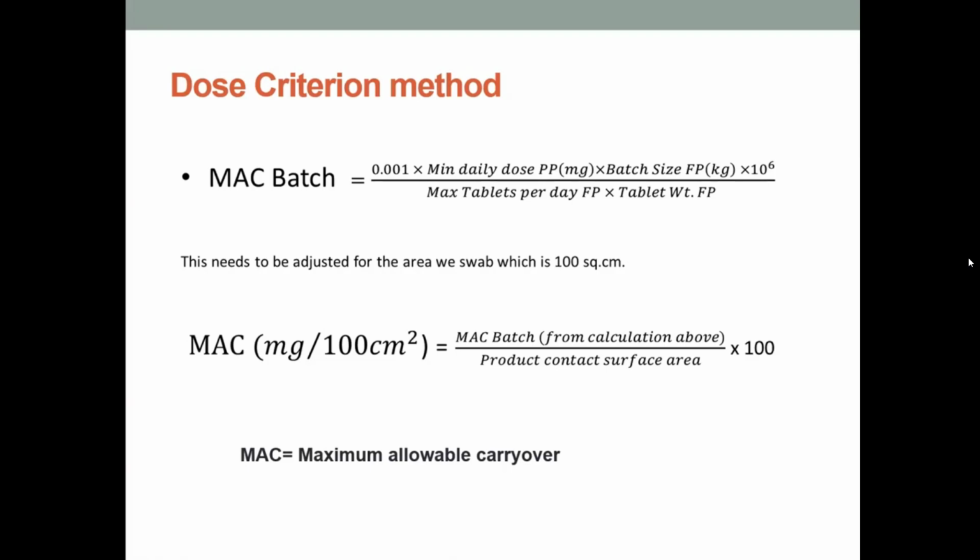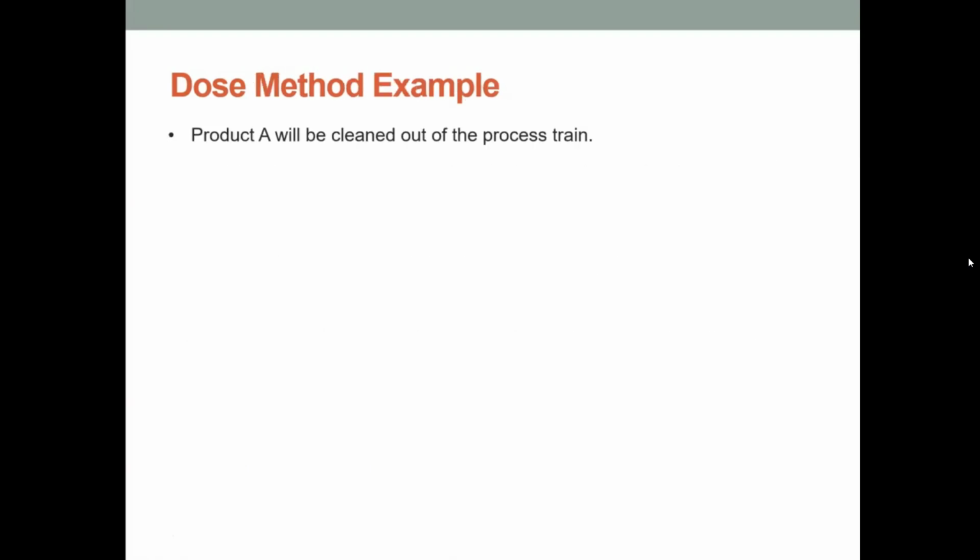This needs to be adjusted for the area that is swabbed again, so you're using your maximum allowable carryover. That's milligrams over 100 centimeters squared, or whatever the adjustment is needed for your process. So your maximum allowable carryover per batch from the calculation above, all over the product contact surface area, multiplied by 100.